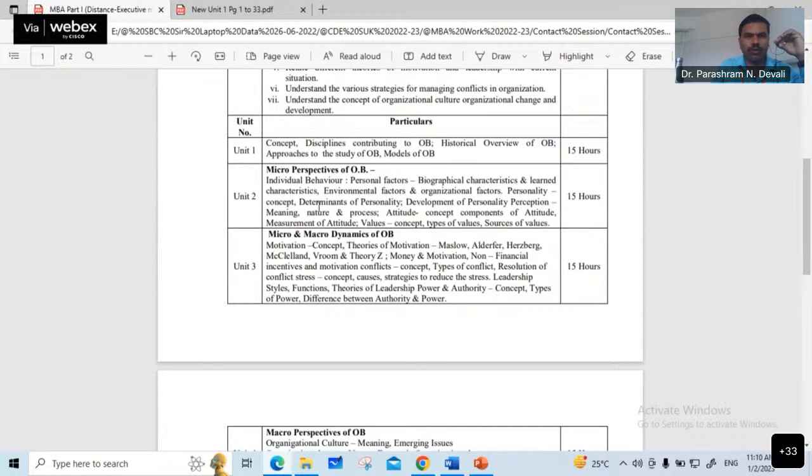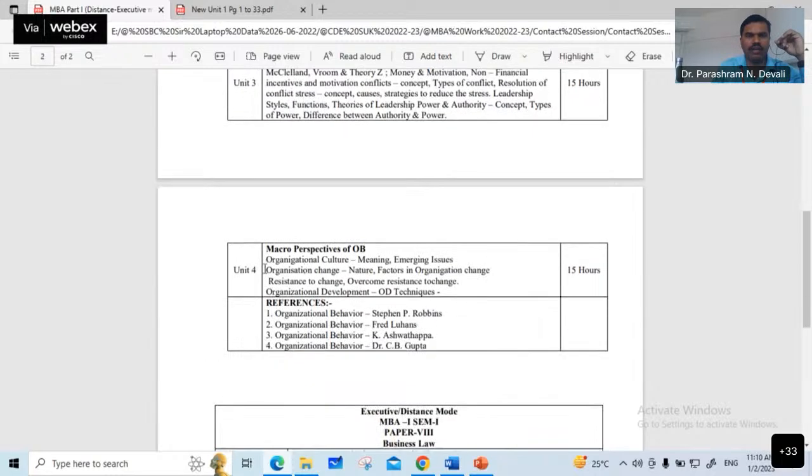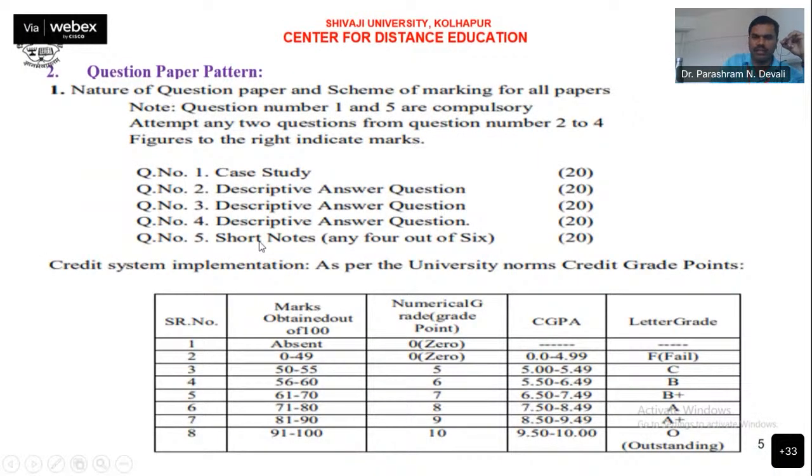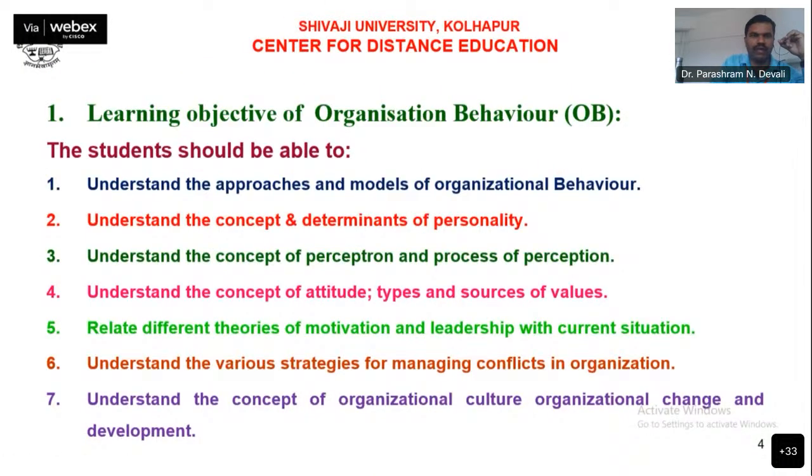That is the micro perspective of organization behavior. Then in your syllabus, micro and macro dynamics of organization behavior. And unit number 4 is the macro perspective of organization behavior. All these 4 units we want to learn for your subject, organization behavior.